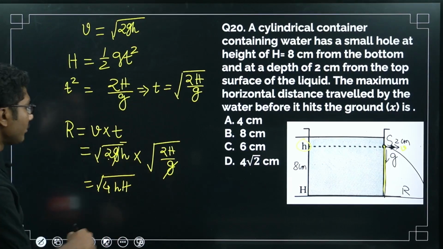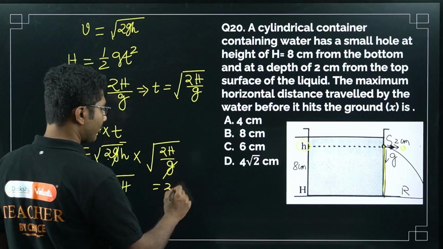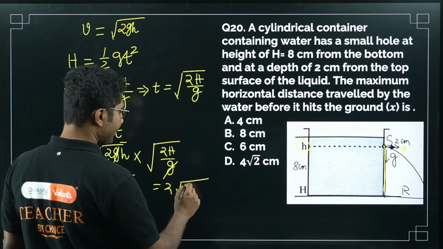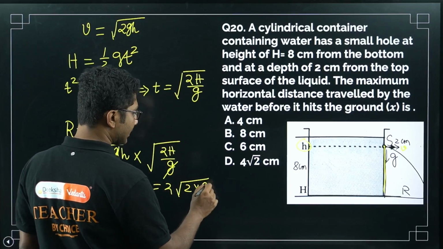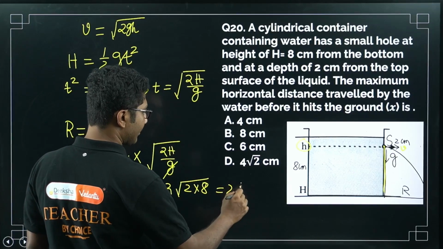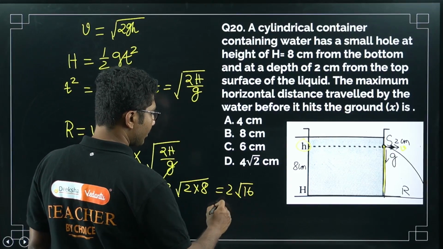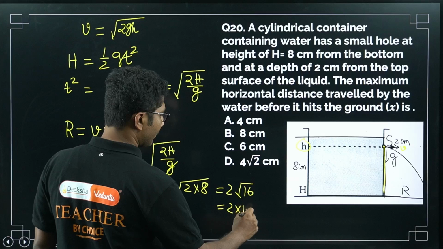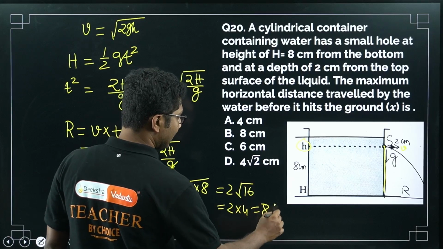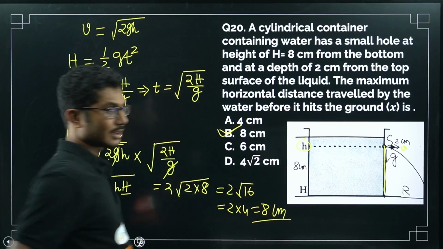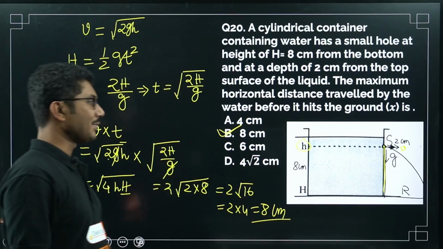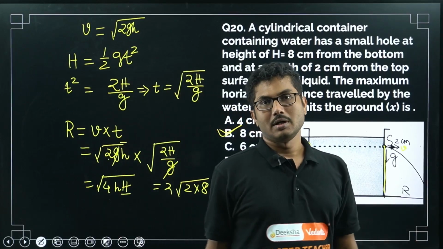Okay, so square root of 4 is 2, they will come out automatically. What is the value of h? h is 2 centimeter. What is the value of capital H? H is 8 centimeter. So it will be 2 times 16. So it will be 2 times 4, that is 8 centimeter. Okay, so it will touch the ground at a distance 8 centimeter from the base of the container.